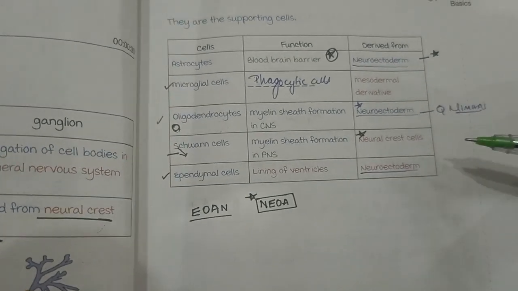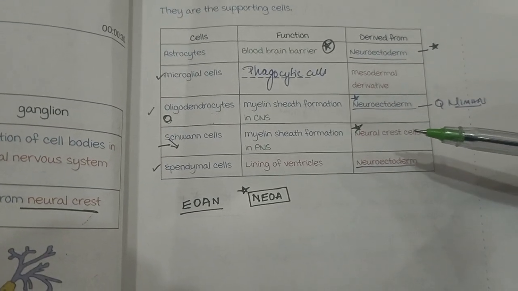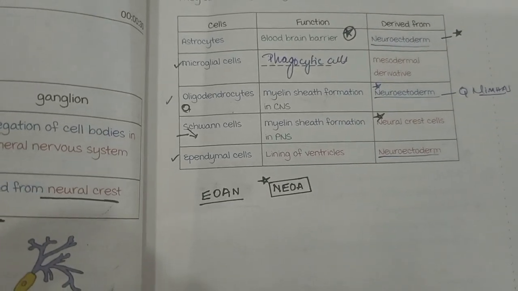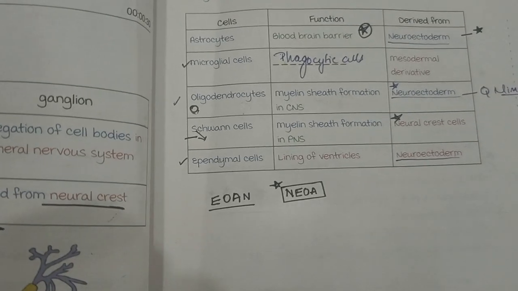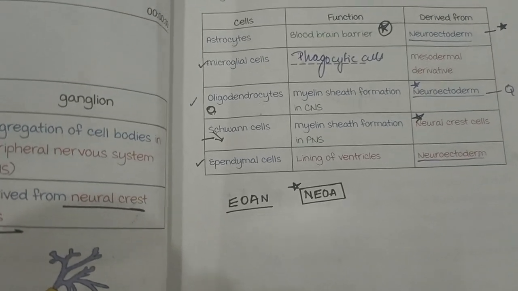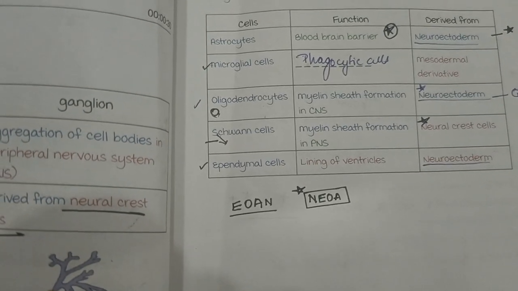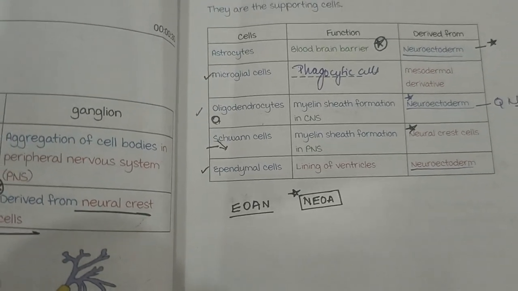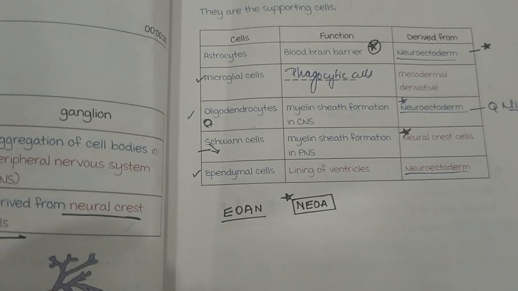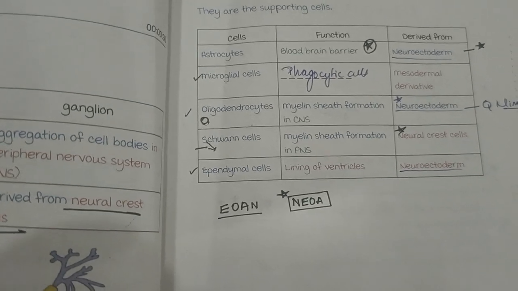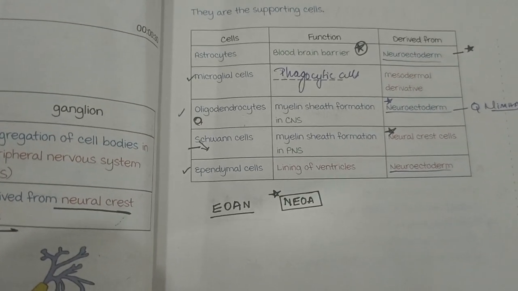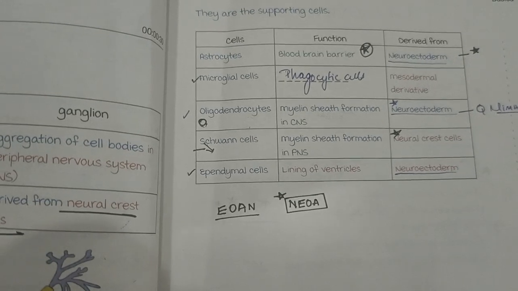Next, the Schwann cell, which I have already discussed, forms the myelin sheath in the peripheral nervous system. The peripheral nervous system mainly deals with going into different parts of the body. Remember that the Schwann cell is derived from the neural crest cell. That's all you need to understand in this video.